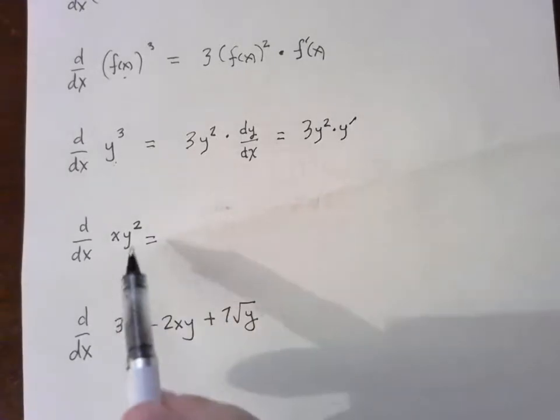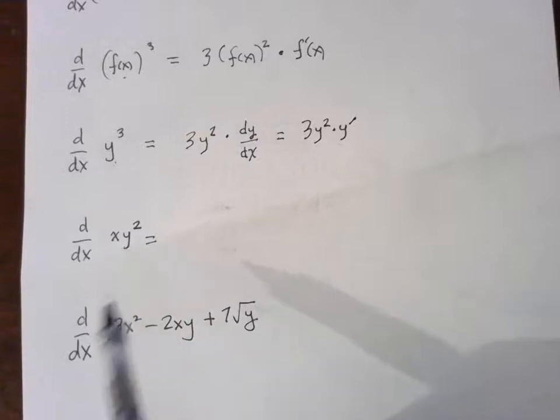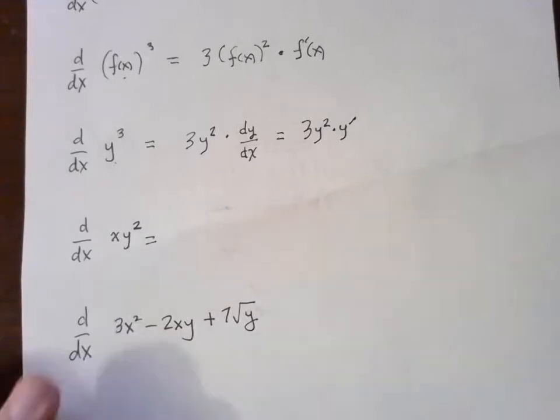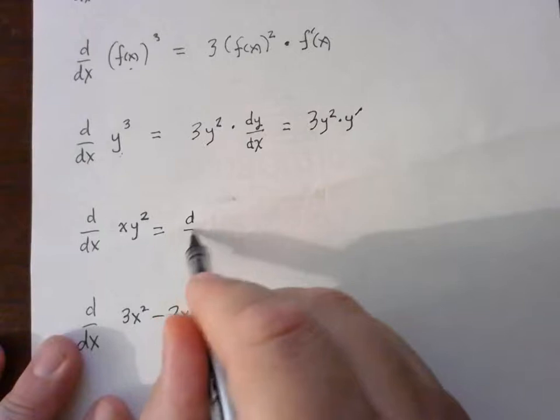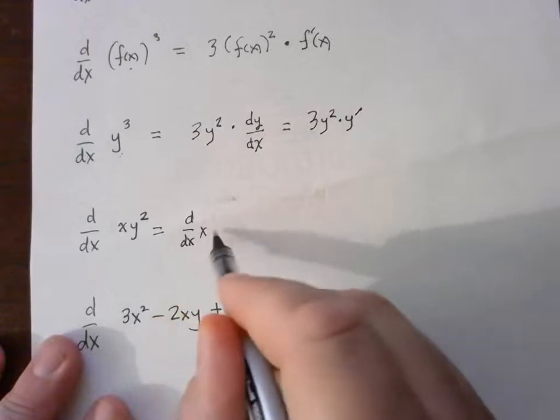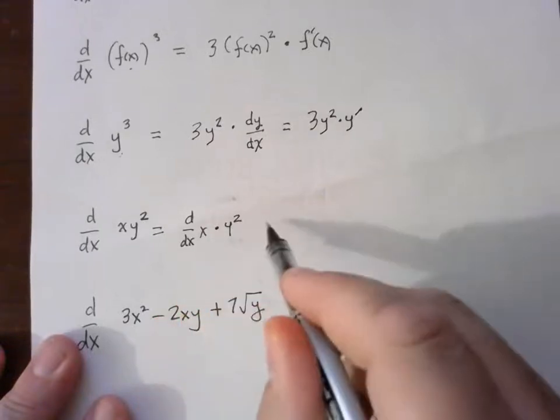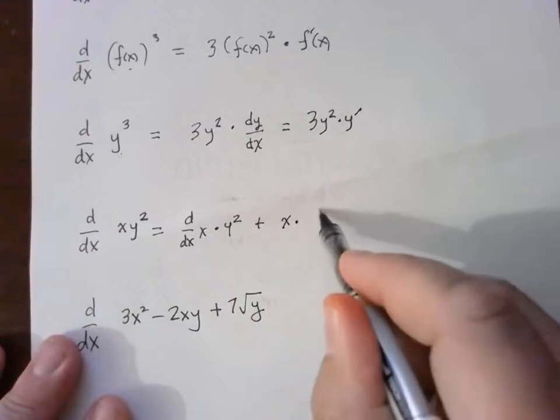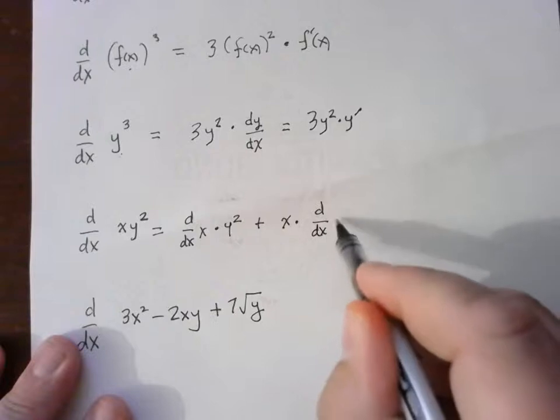Let's say I know, again here, y is not a constant. Y depends in some sense on x, so I'm going to have to use implicit differentiation. So first, I recognize this is a product. This is x times y squared. So I'm going to use the product rule. So I'm going to have d dx x times y squared plus x times d dx y squared.